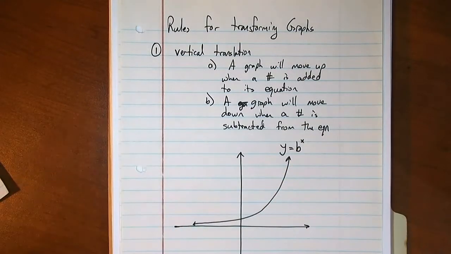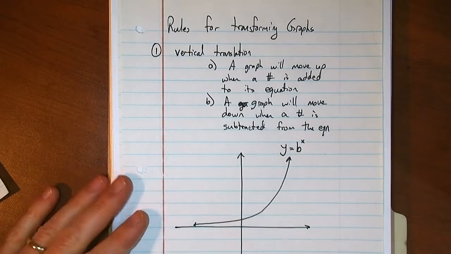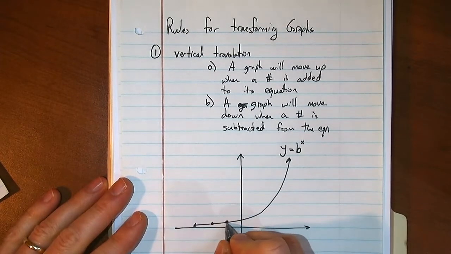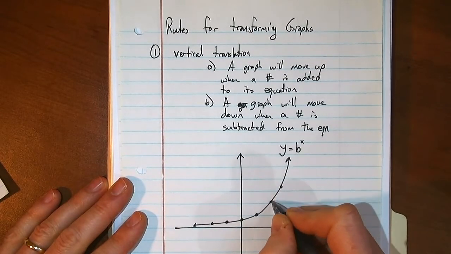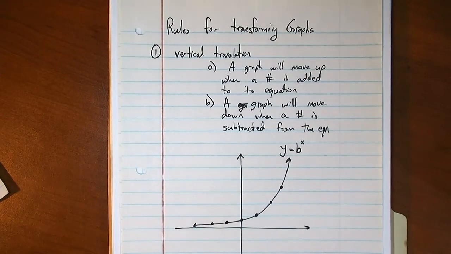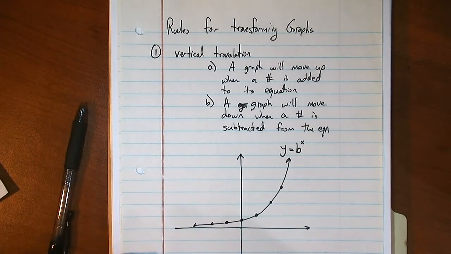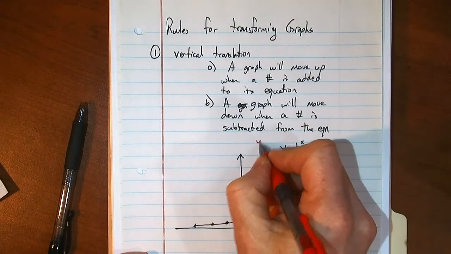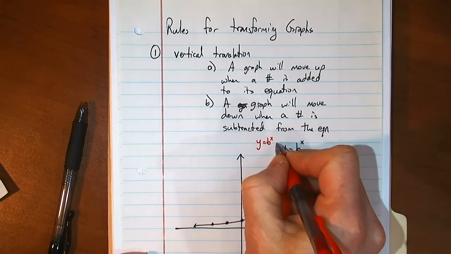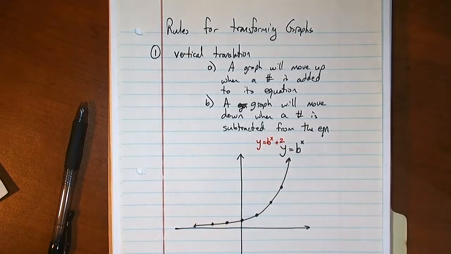Okay, y equals b to the x, just any random thing. And y equals b to the x has all these points on it, wherever they're at. I'm not giving them numbers, but it's got all these points. So what happens is if I take this equation and add a number to it, like y equals b to the x plus 2, let's say.